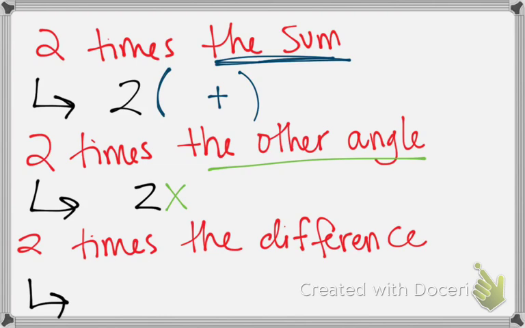The last one says 2 times the difference. So again, it's 2 times something. What does the difference mean? The subtraction. So this means you'll have to subtract first and multiply second. So again, you would need parentheses. You will see these types of problems. You'll see one on the classwork today. Okay? Questions about the wording?